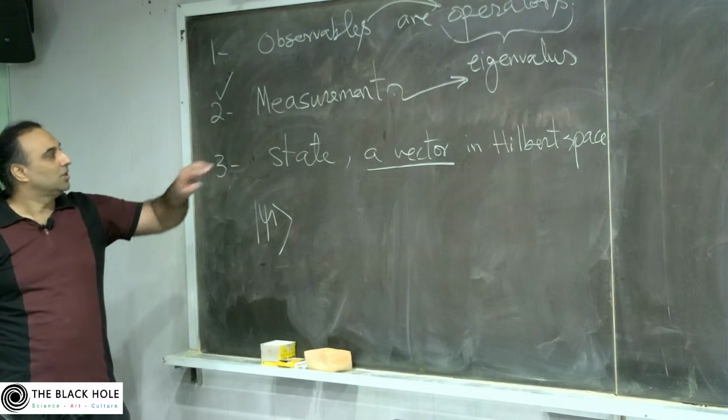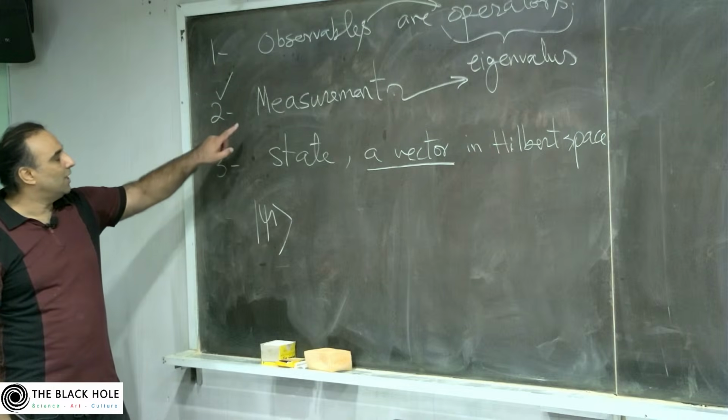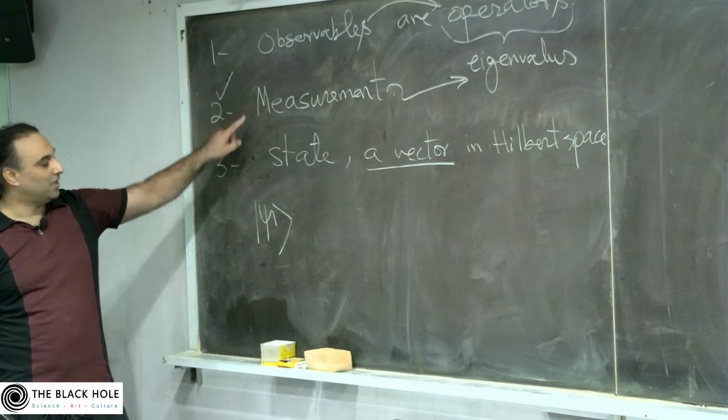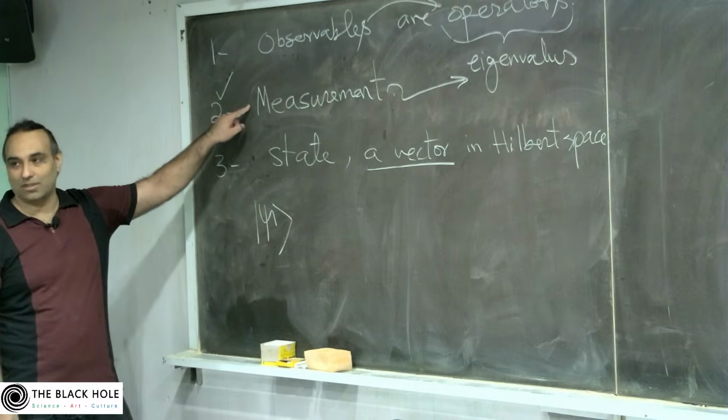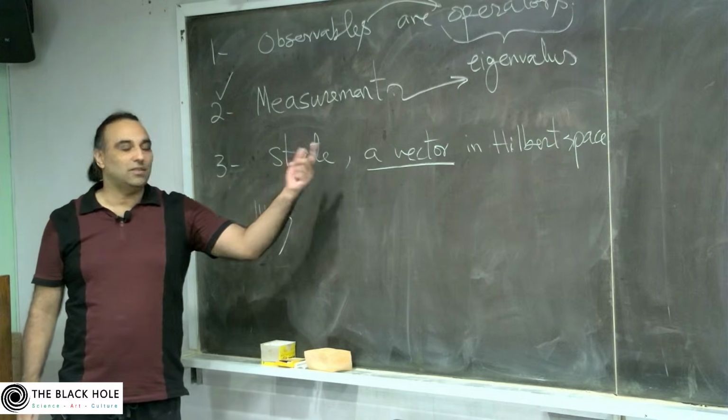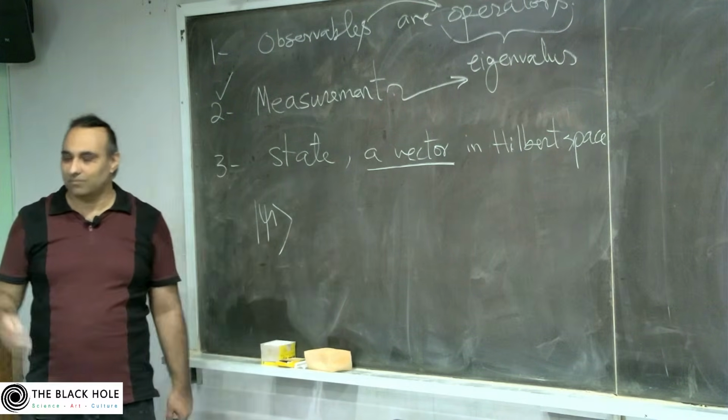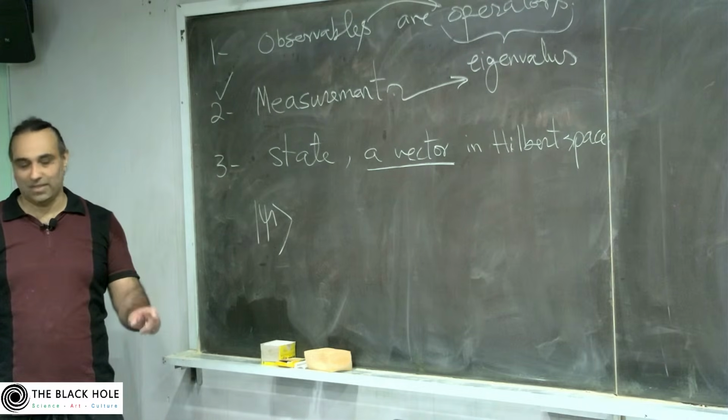So what are we going to do? We are going to relate the outcome of this measurement with this state. For a given state, what would be the outcome? We know that it will be an eigenvalue, but what are those probabilities? And that's very important.